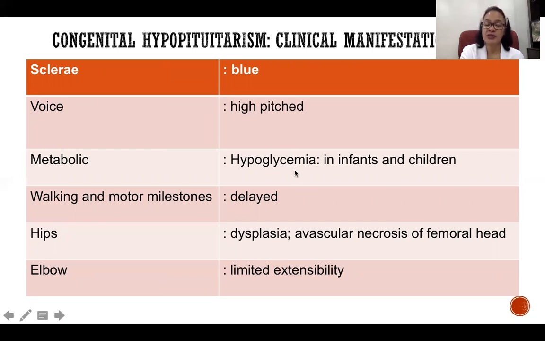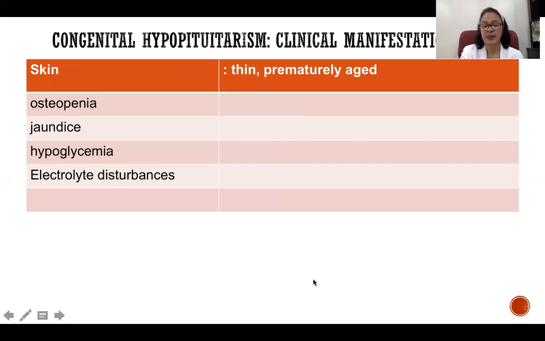and infants in the nursery, this could be one of the considerations that you have to think of, no? When there is hypoglycemia in an infant, or even in children. So this can be a manifestation. Some of the motor milestones may be delayed, and there might be hip dysplasia and limited extensibility of the elbows. And the skin could be thin and prematurely aged. So there can be presence of osteopenia, jaundice, hypoglycemia, and some electrolyte disturbances.